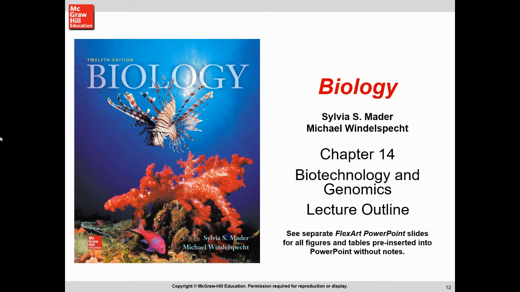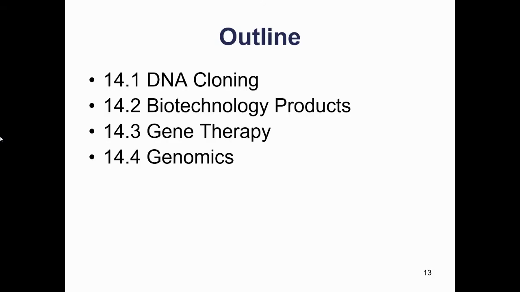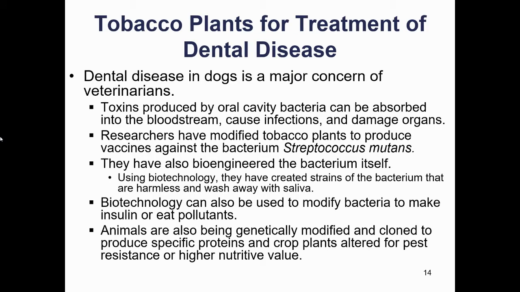All right, chapter 14, our biotech. The lab is really going to help to clarify a lot of the information in this chapter and the portions that we need. This is just going to give you a lot of examples. So we talk about cloning, about biotech products, gene therapy, and genomics. There are some examples about using tobacco plants to treat dental disease. So in dogs, I know many of you are considering the vet tech program. So this could be of interest for you as research areas.